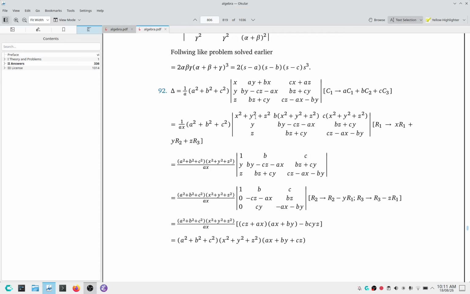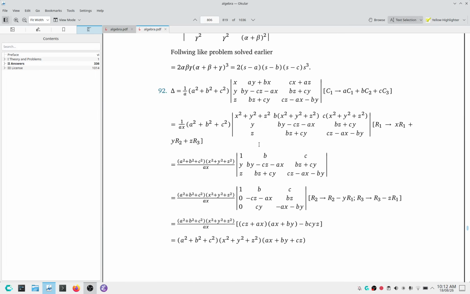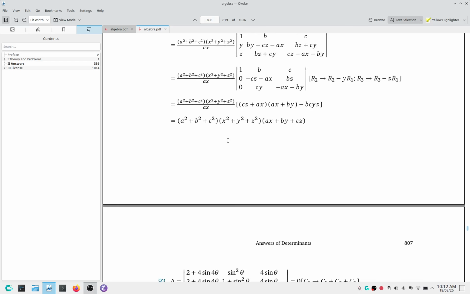And we will have x square plus y square plus z square here in the first row. So we take that out and we will have a square plus b square plus c square, x square plus y square plus z square upon x. Once we have that, we have this determinant here. So what we do here is we do R2 is equal to R2 minus yR1 and R3 is equal to R3 minus zR1. So we get our two zeros and then we evaluate the determinant, we get ax plus by plus cz. So it looks quite intimidating and it is a slightly difficult problem.